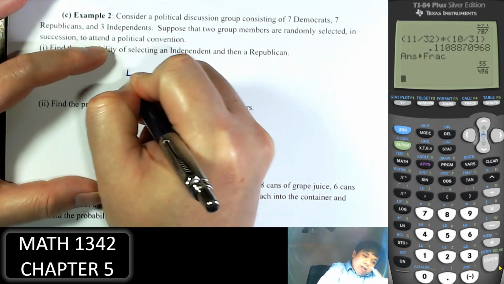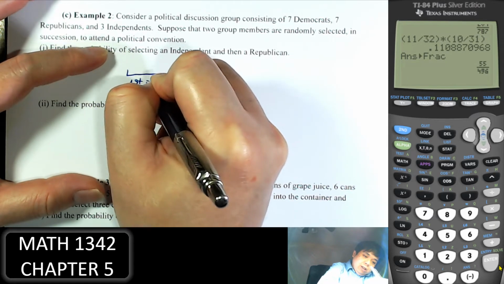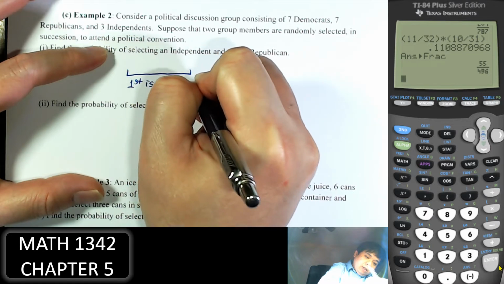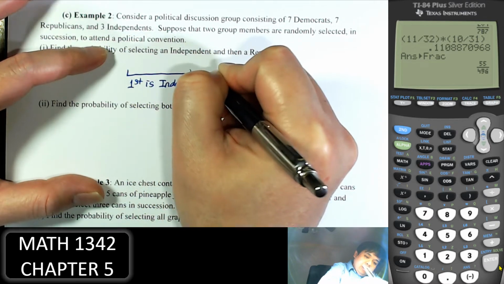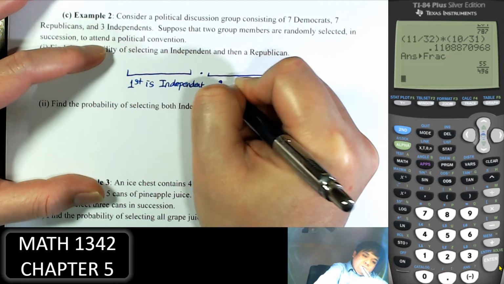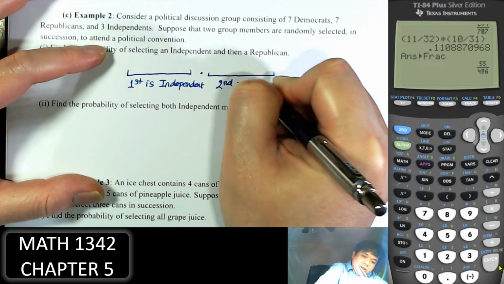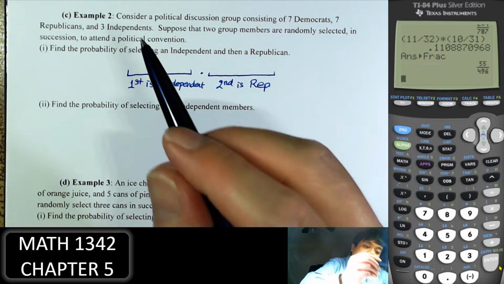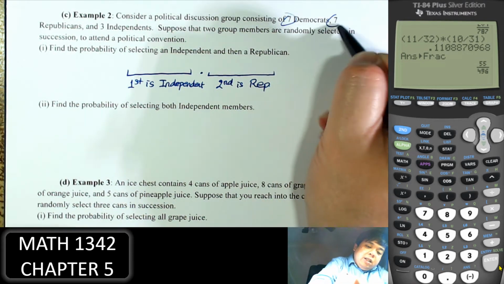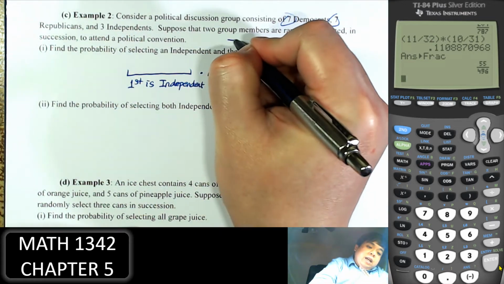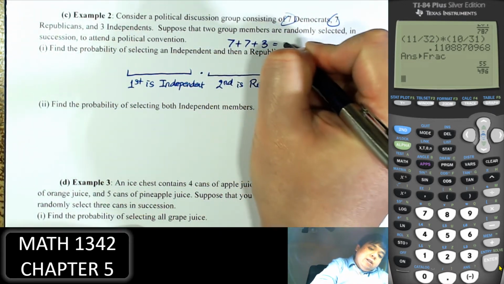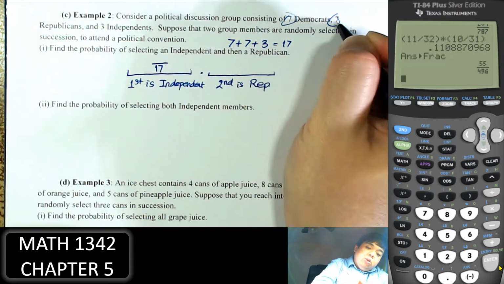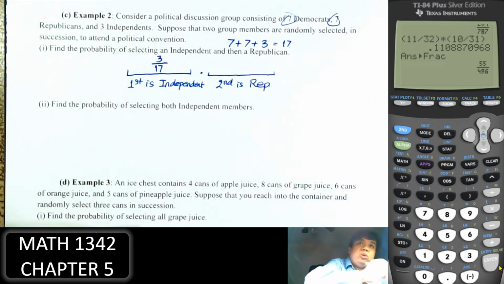So the first one is independent. And the second one is Republican. Right. So the total is 7, 7, and 3. So the total is 17. Now, I have 17. If we want one independent, there are 3. So 3 out of 17.